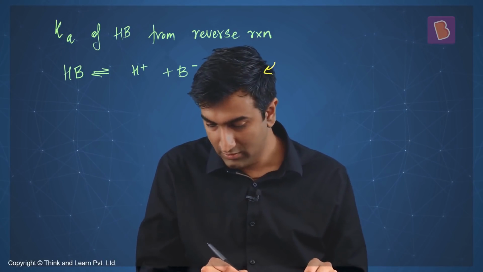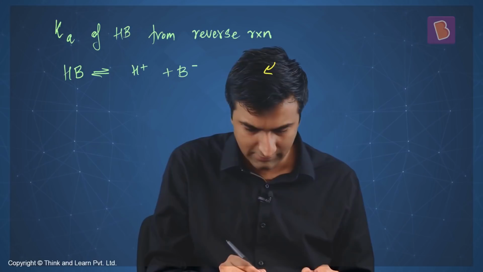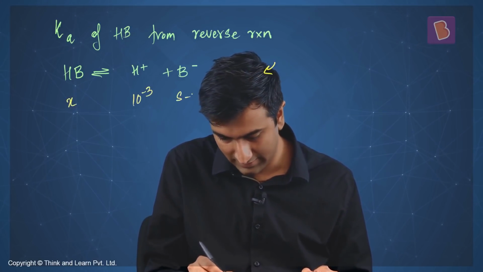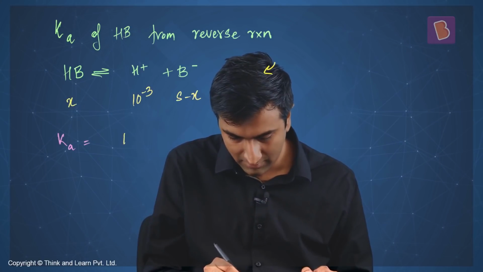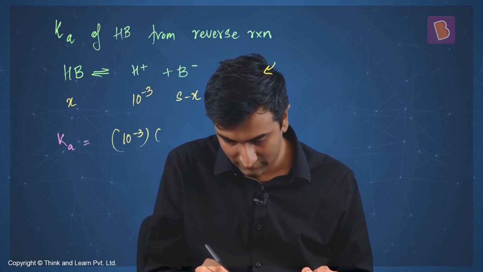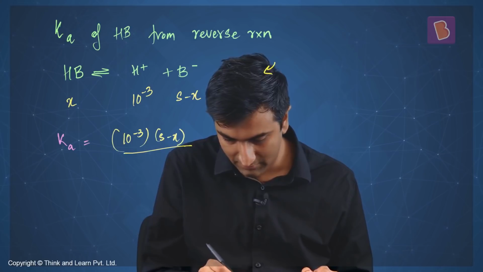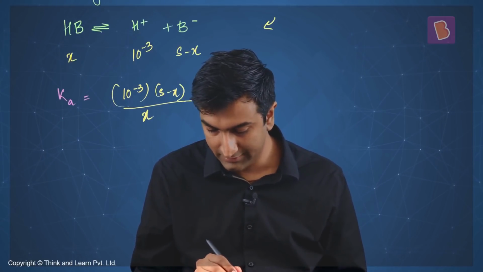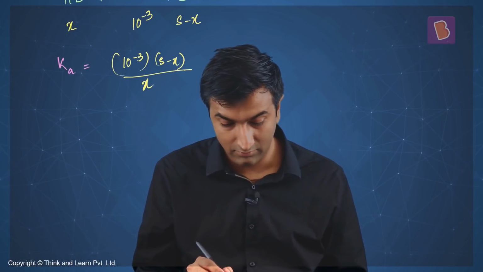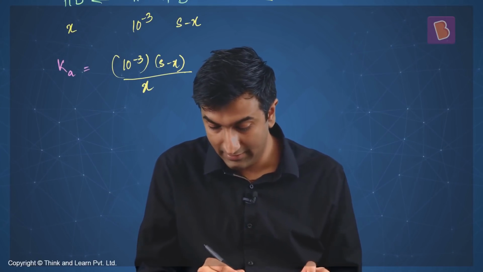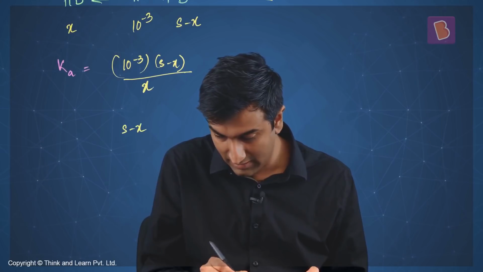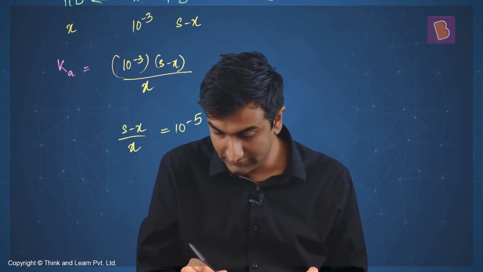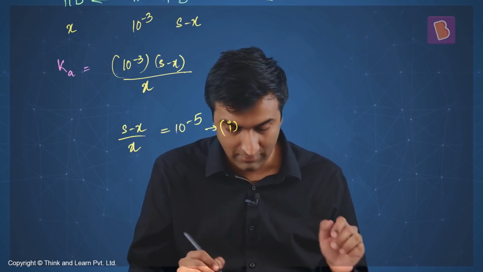All right. So now at equilibrium, what happens? Let me just write that down again. So X 10 power minus 3 and B minus was S minus X. So Ka is going to be simply 10 power minus 3 times S minus X divided by X. Okay, simple math over here. Now from here, by manipulating this, you get (S minus X) by X to be equal to 10 power minus 5, because I have the Ka value. So this is an important equation. I'm just going to mark it as 1.